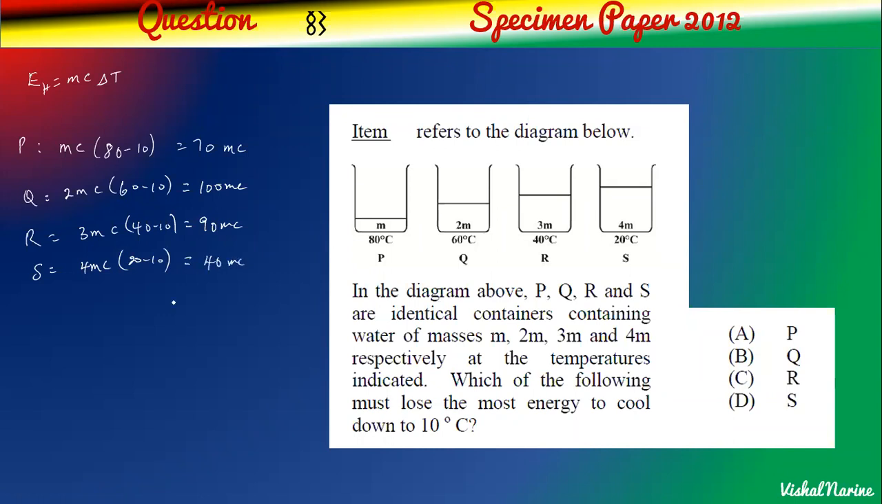So by examining these values here, the question asks which must lose the most amount of energy. You can see that it is going to be Q, with 100 mc. So the answer there is Q, or in terms of option, that is option D.